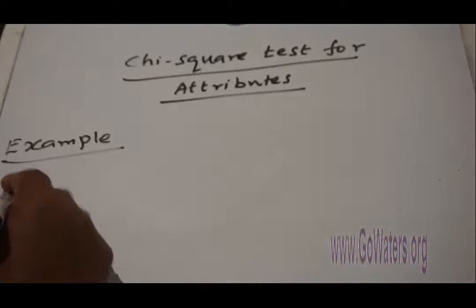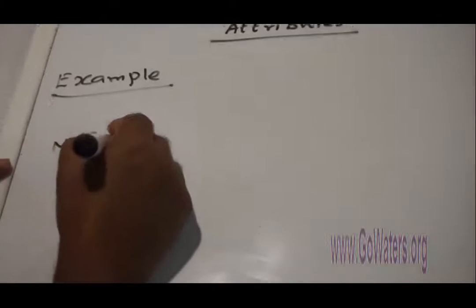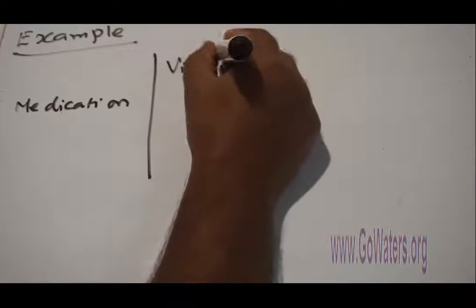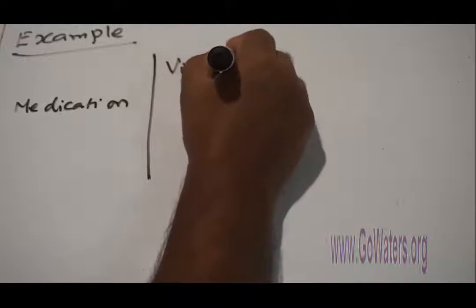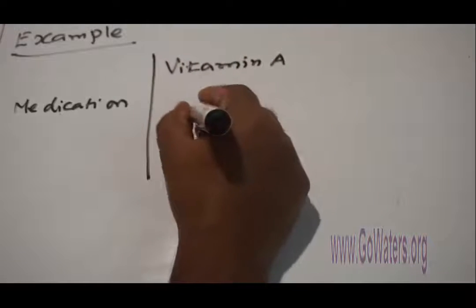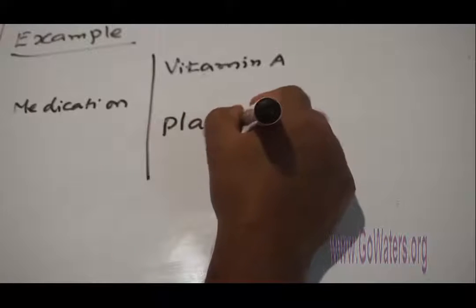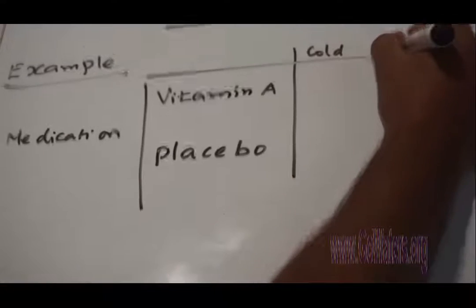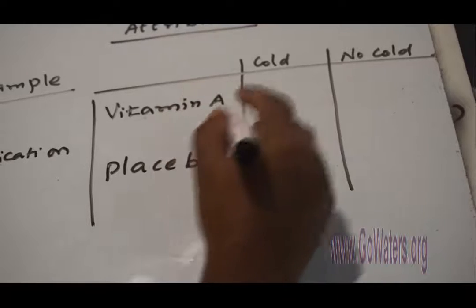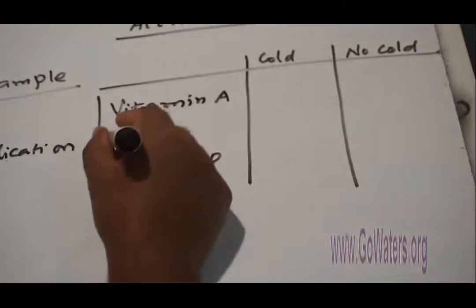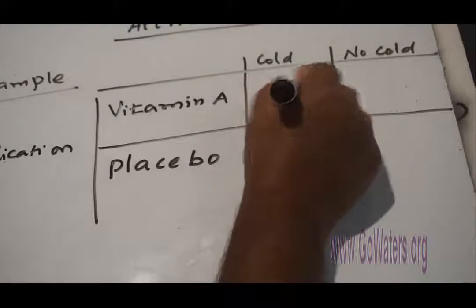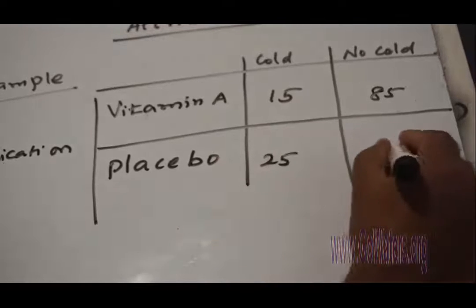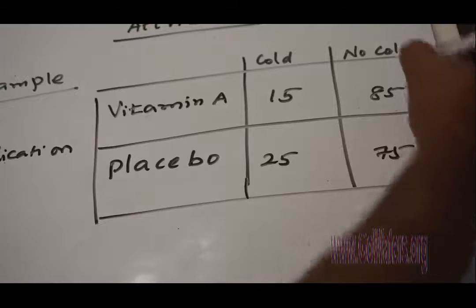So here you have the medication: vitamin A and placebo. And here you have cold and no cold. The numbers are given. For vitamin A, cold is 15 and no cold is 85. Here it is 25 and no cold is 75. And then of course you have the totals there.